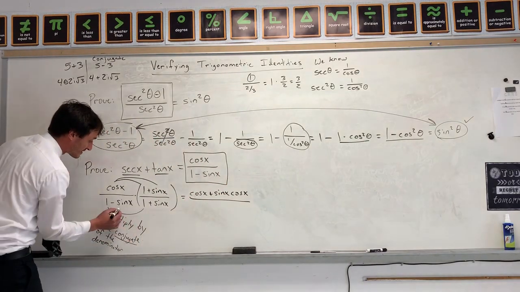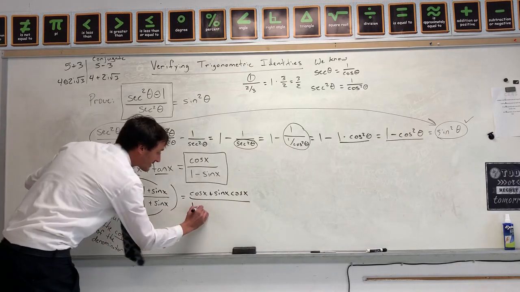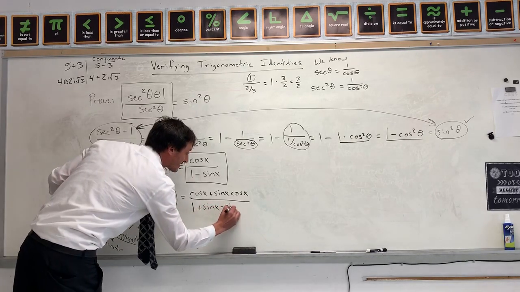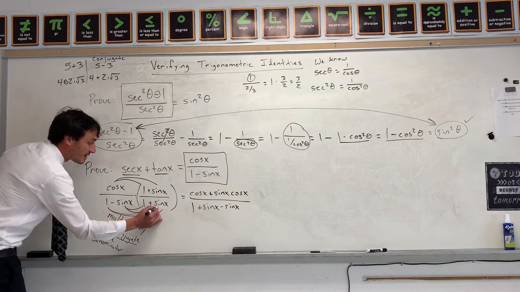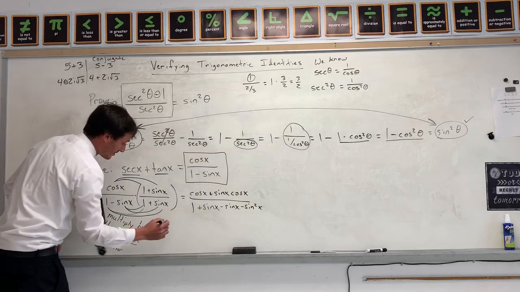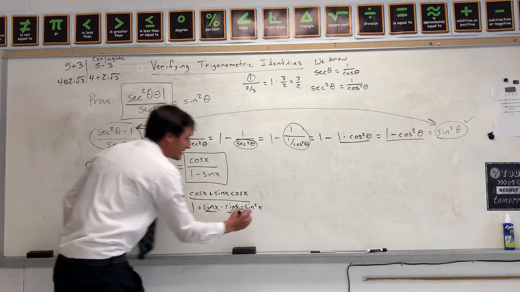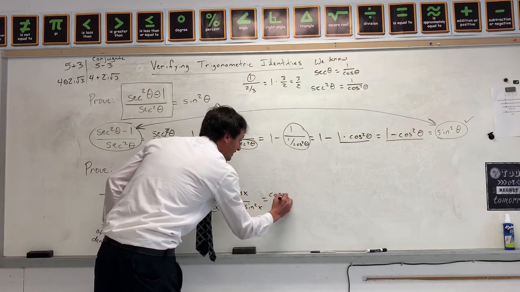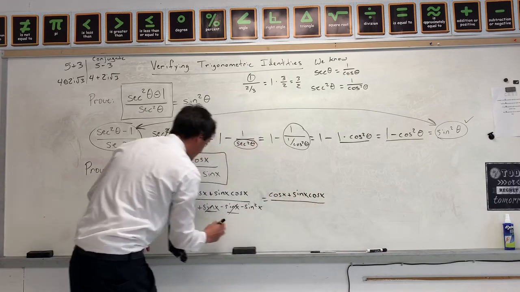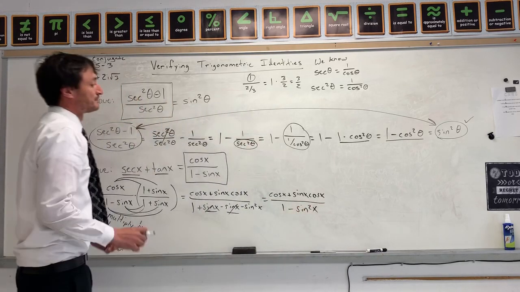1 times 1, this is a binomial times a binomial, so 1 times 1 is 1. 1 times sine x is sine x. Negative sine x times 1 is negative sine x. And negative sine x times positive sine x is negative sine squared x. And notice that the sine x and the negative sine x, this is addition, they cancel each other out, giving us cosine of x plus sine x cosine x over 1 minus sine squared of x.